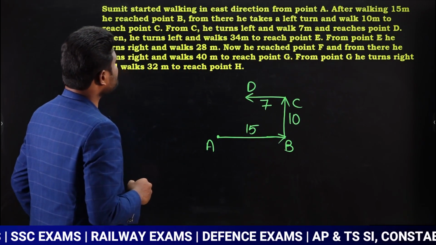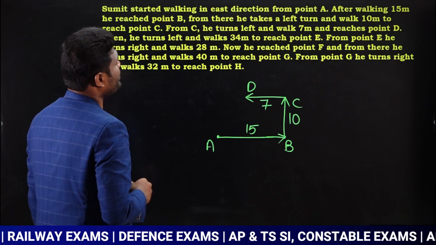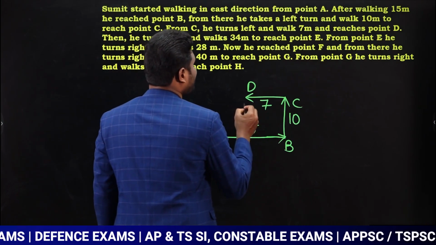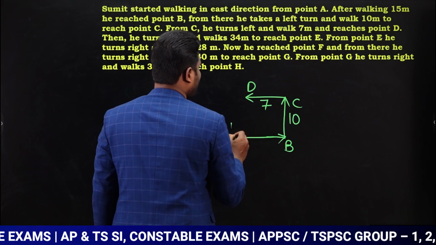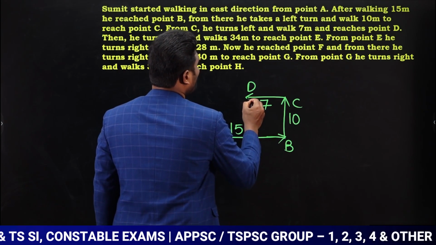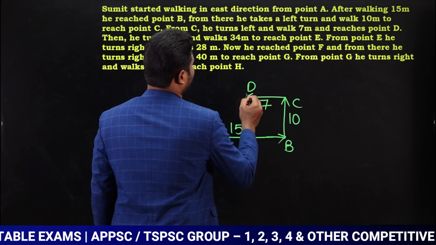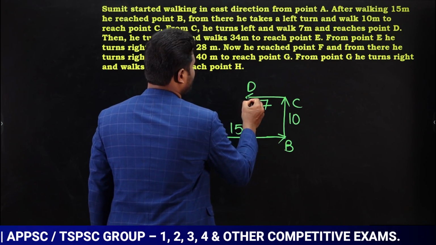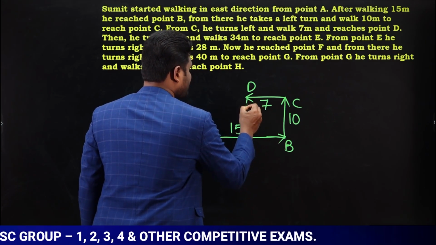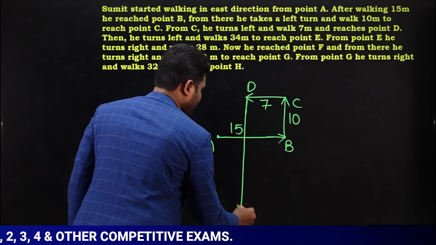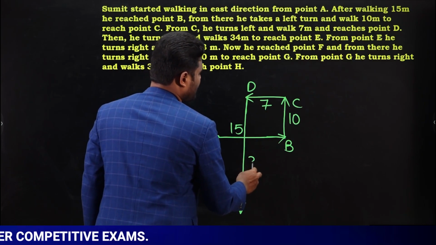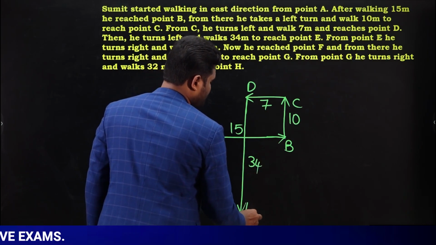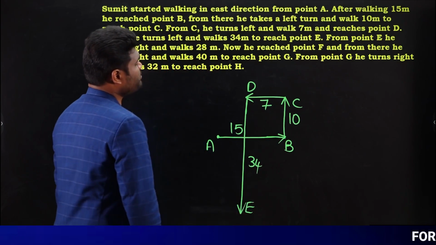Then he turns left and walks 34 meters to reach point E. From here he is taking left turn and moving 34 meters to reach point E.